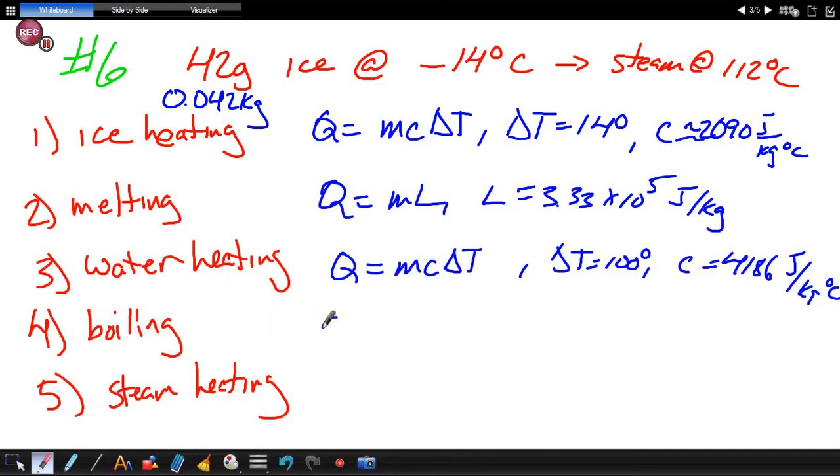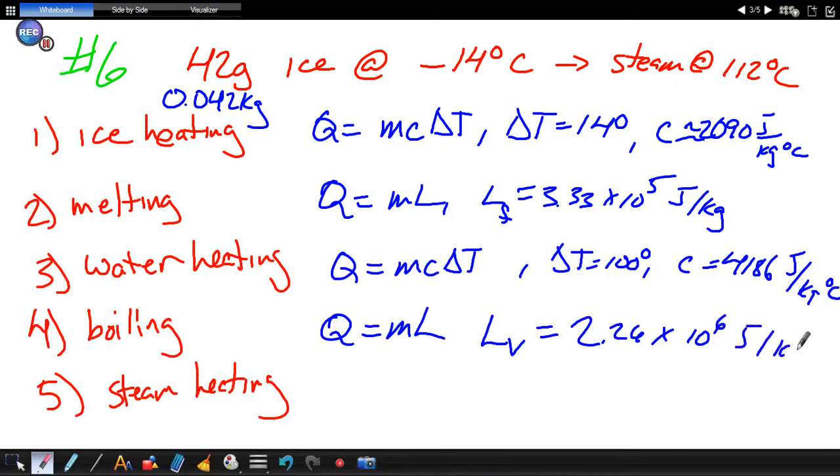Then we're going to boil. Boiling is a phase change, so we have Q is ML. And now we need the latent heat of vaporization, L vaporization, not L of fusion. All right, so L of vaporization is 2.26 times 10 to the 6 joules per kilogram.